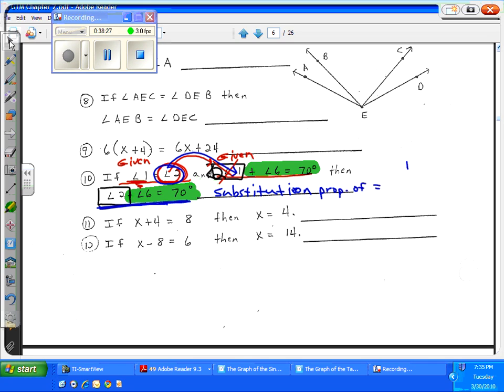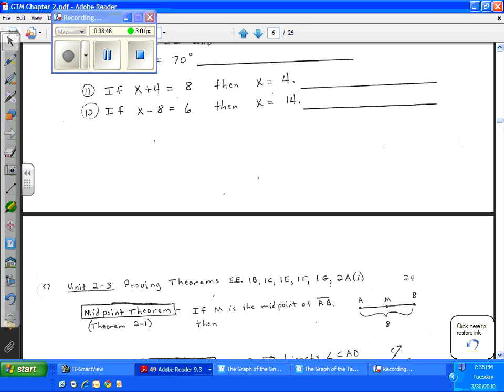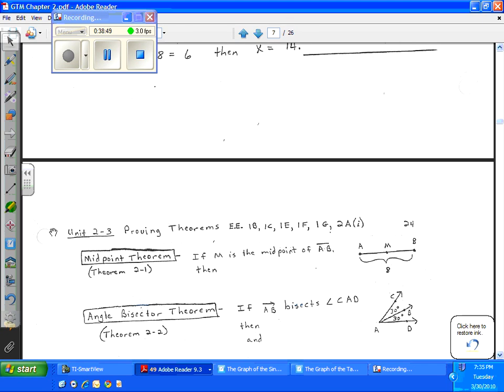And again, you may be reminded on page 42, we began to use substitution to solve. Page 142 was the substitution method of solving systems, and so we've used that all the way through Algebra 1. Any questions on the properties of equality?